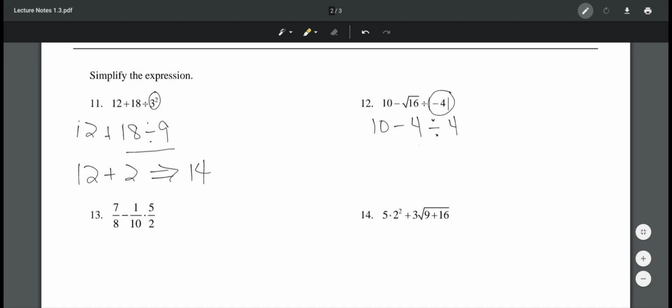Now, the next thing we will do is we will do the division. So that would be 10 minus 1, and 10 minus 1 would give us a grand total of 9.